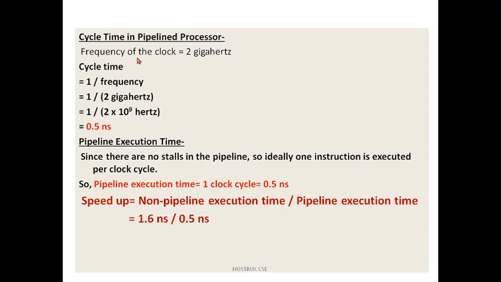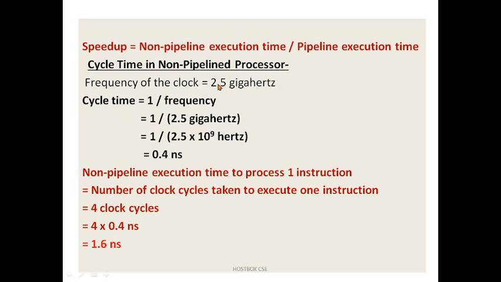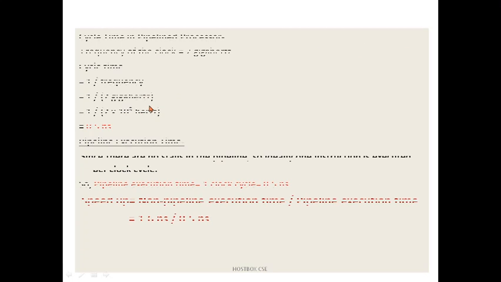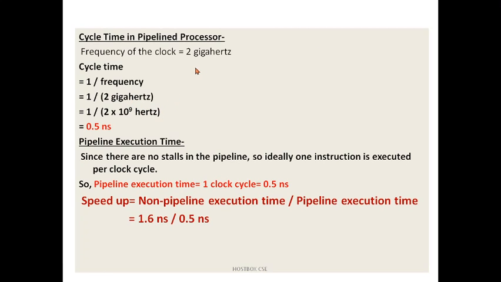Now the clock cycle time in the pipelined processor. The frequency of the clock is 2 GHz. So again calculate the cycle time. We have the same formula, equal to 1 by frequency, and here it is 1 by 2 GHz, as given in the above problem. Again converting, 1 by 2 into 10 to the power 9 Hz. If you solve it, you will get the answer of 0.5 nanoseconds. So in non-pipelining it takes 0.4 nanoseconds, but here it takes 0.5 nanoseconds in the pipelined processor.